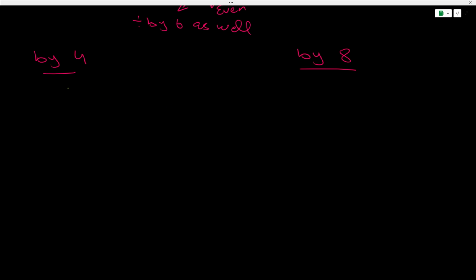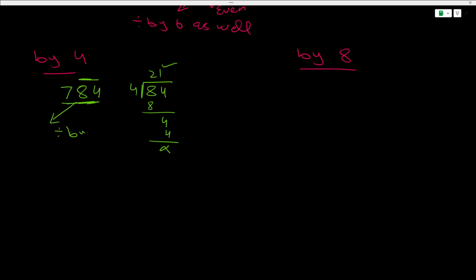Okay, if we have a number like 784, we will take the last two digits of the number. If the last two digits are divisible by 4, then we say the whole number is divisible by 4. In this case, the last two digits are 84. We start to divide it by 4. 4 times 2, 8. 4 will be here. 4 times 1, 4. So 84 is exactly divisible by 4.